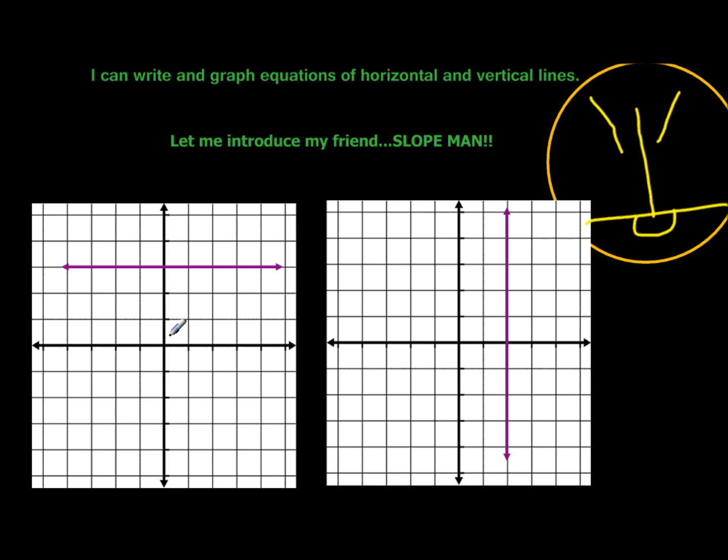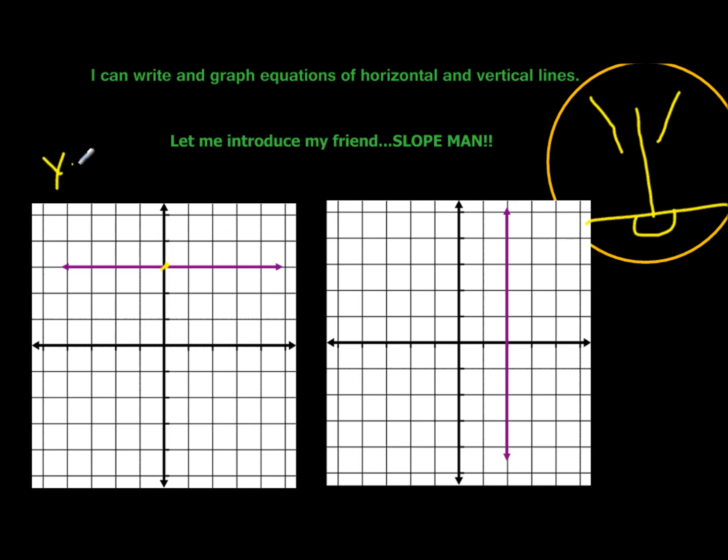So if we take a look at these two graphs, we have to write the equations of the lines. When we want to write the equations of the lines, one thing I might want to recognize is that here in this horizontal line, I know that the y value is always the same. No matter where I go on the line, my y value is always 3. This point's at 0, 3, 1, 3, 2, 3, 4, 3. They're all at 3, okay?